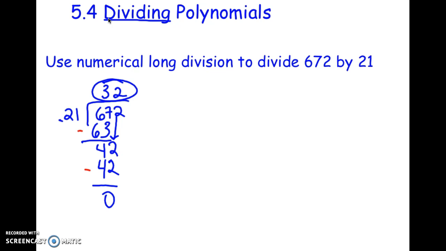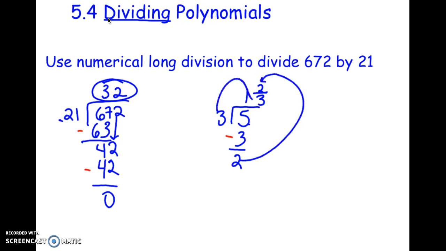And I just want to bring up what happens when we have a remainder. Like 3 goes into 5 one time. And of course, we want to subtract that. And then we have this remainder 2. We could add a decimal and some zeros, but we don't do that with the x's that are coming up. We just write a remainder over the divisor. So our answer is 1 2/3.